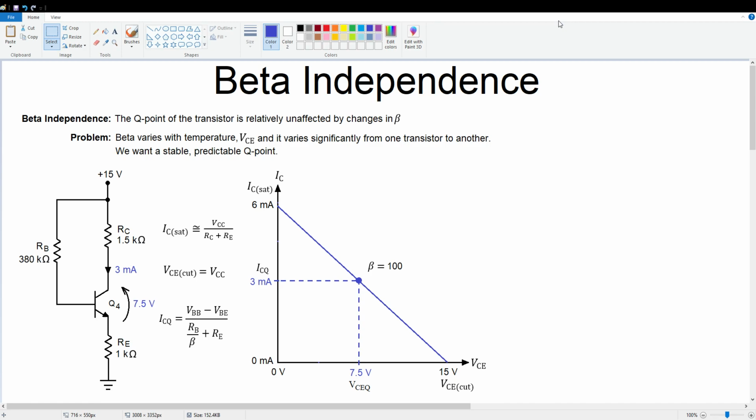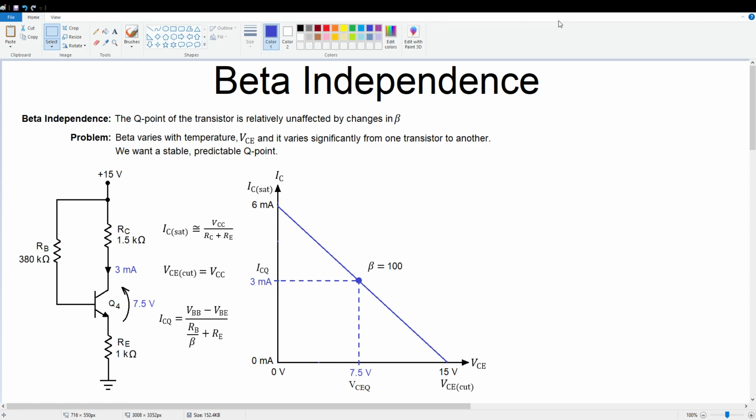Today we're going to talk about beta independence. A transistor is beta independent if the Q point of the transistor remains relatively unaffected by changes in beta. Beta can change with temperature, VCE, and especially from one transistor to another. Most of the time we want our circuit to have a very stable, predictable Q point, and that can be kind of hard to do sometimes.